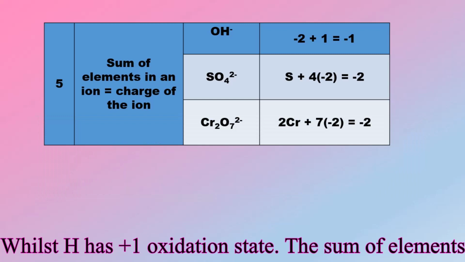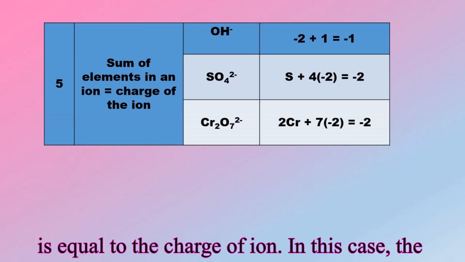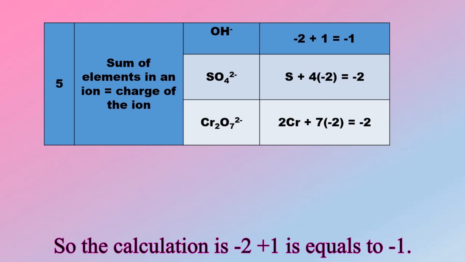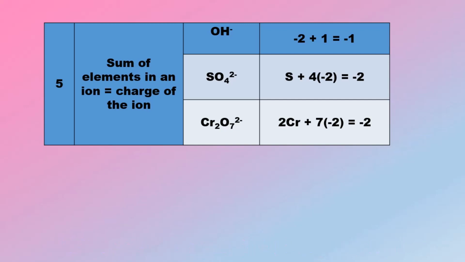The sum of elements is equal to the charge of the ion. In this case, the charge is -1. Hence, O plus H equals -1. So the calculation is -2 plus 1 equals -1.